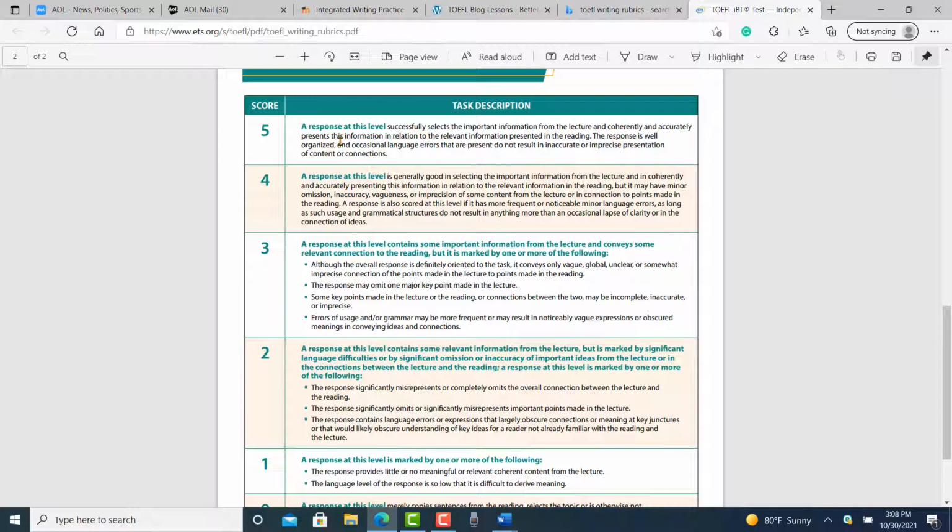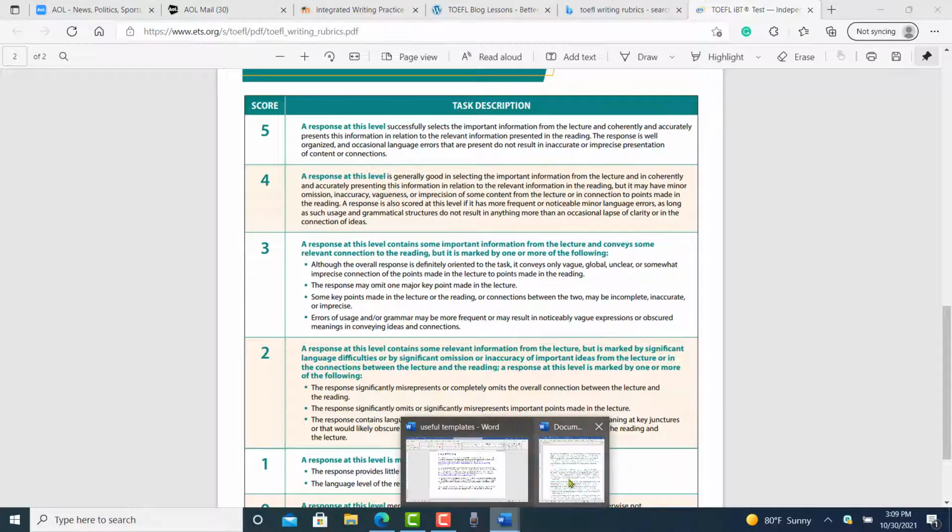The response is well organized. Occasional language errors that are present do not result in the inaccurate or imprecise presentation of content. It says in 4, a response that has more frequent or noticeable minor language errors, as long as such usage and grammar structures do not result in anything more than the occasional lapse of clarity in the connection of ideas. You're even better than that. So I think 28 is where I'm going to sit with this essay right now.